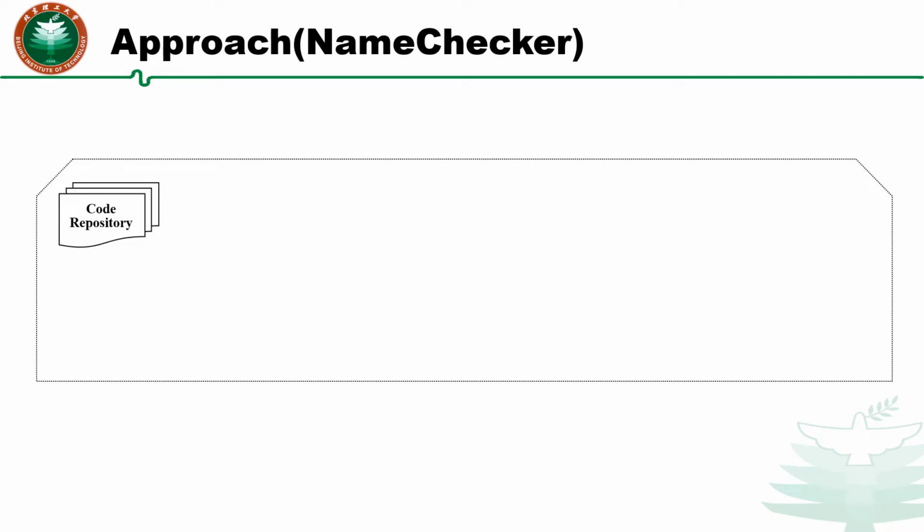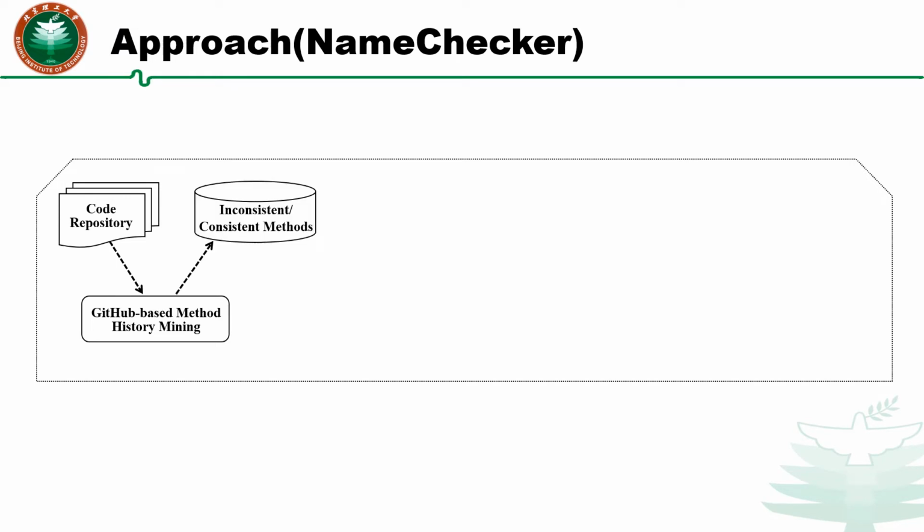And the second part is the solution. This is the overview of our approach. We reuse the repositories collected by Liu, and we first mine the commit history of the code repositories for the renaming operations, and then we obtain the inconsistent method names and consistent method names and keep the ratio of them balanced. Then we perform feature extraction on the obtained methods.